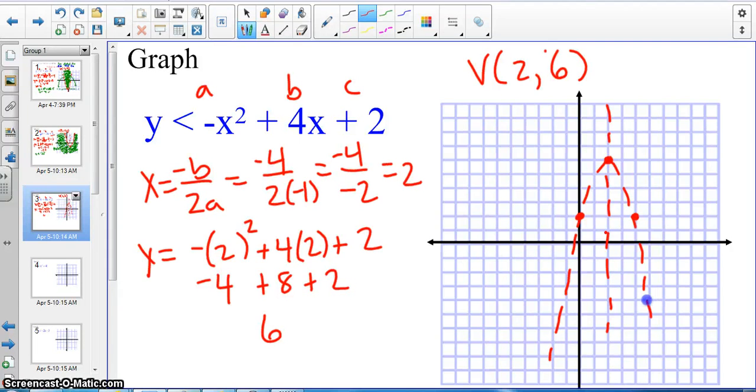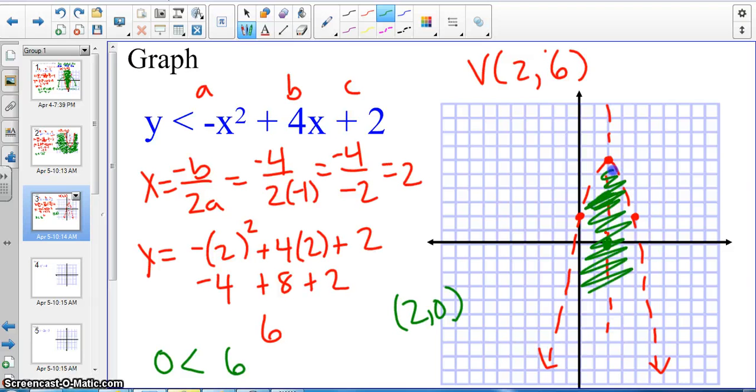Now here, the numbers that are less than, I'm thinking they're going to be inside of my parabola. But we can always pick a point. I'm going to pick 2, 0. The reason why I did was because I've already plugged 2 in to find the y of my vertex. Now all I got to do is plug 0 in for y, plug 2 in for x. When I plugged it in, I got 6. Is 0 less than 6? Yeah. So did our point make it true? Yes. So I shade everything on the inside of this parabola. And the numbers less than this parabola are inside of it.